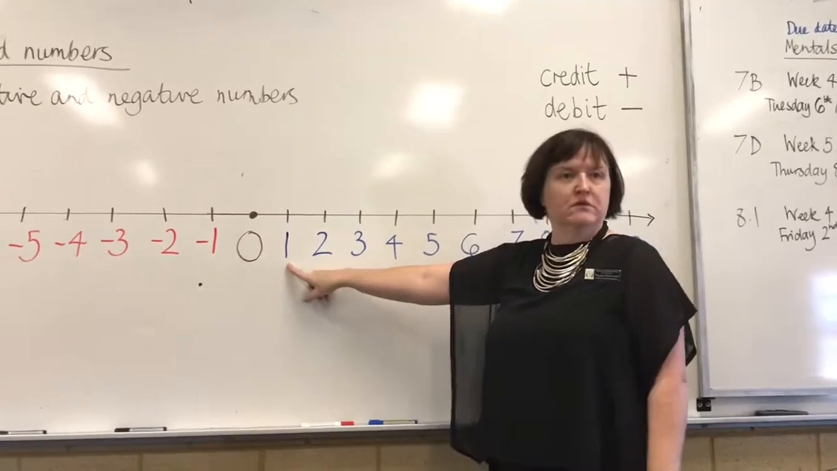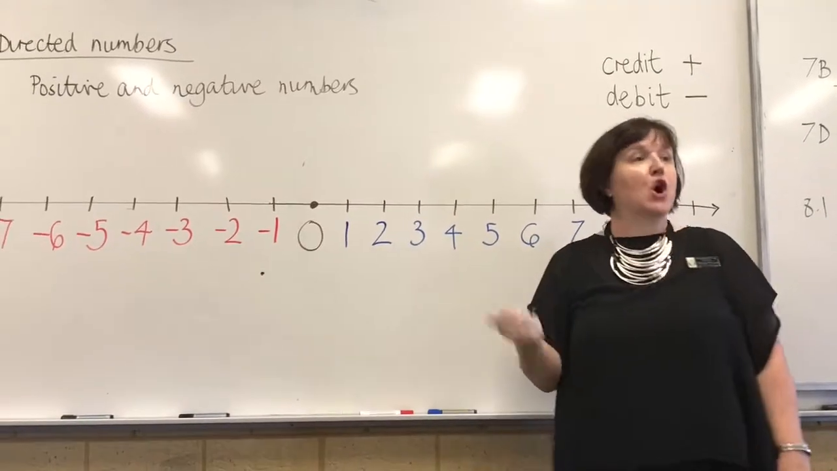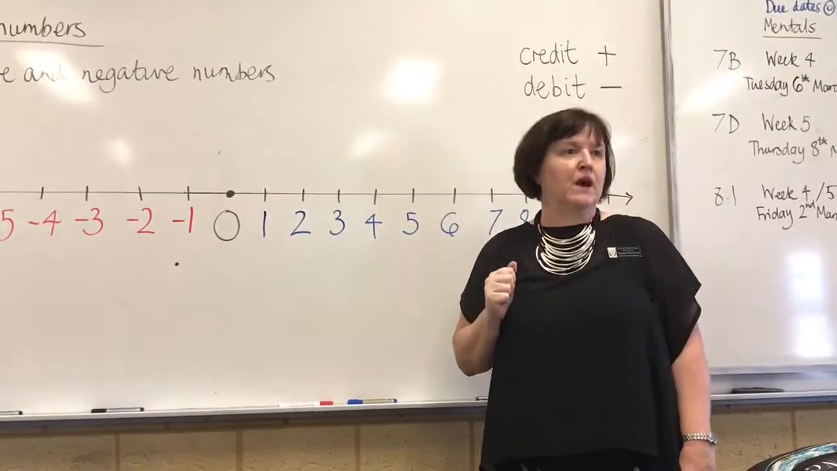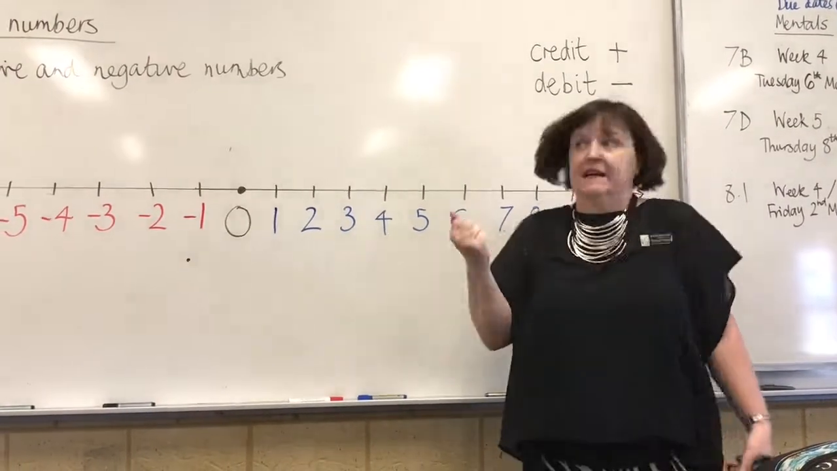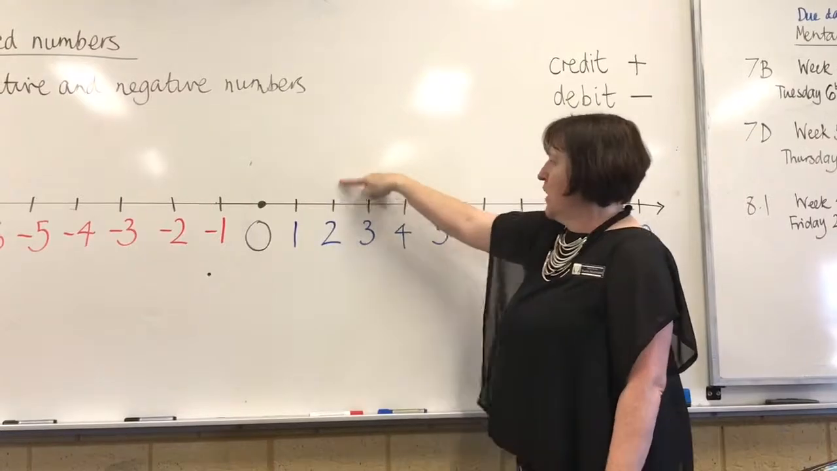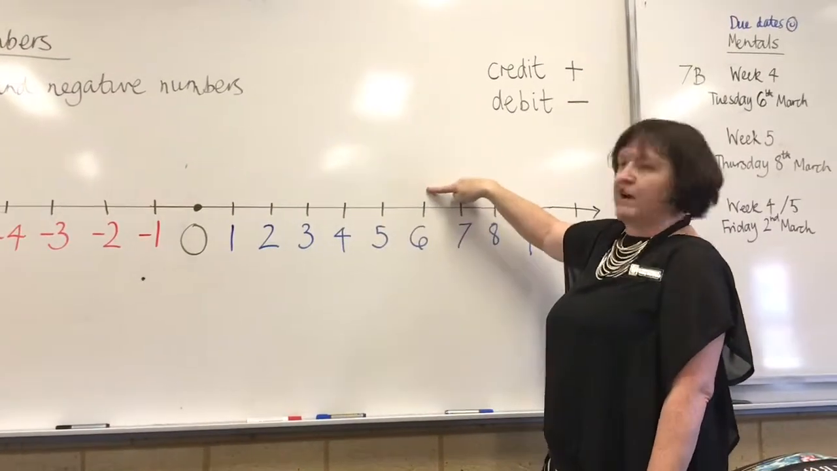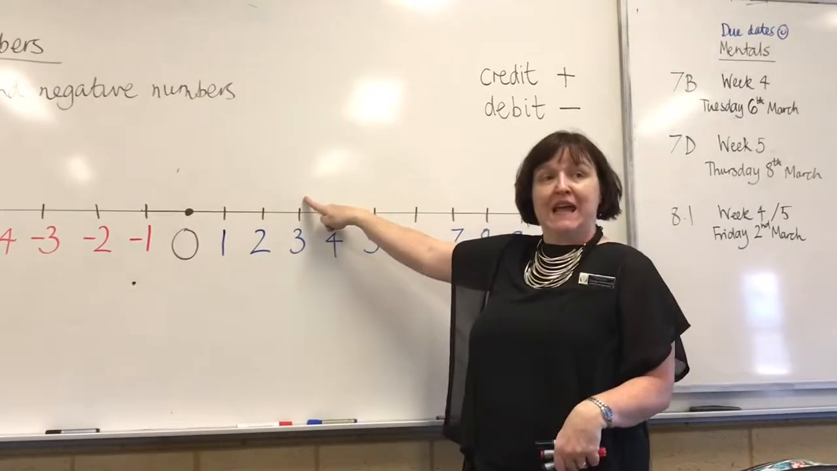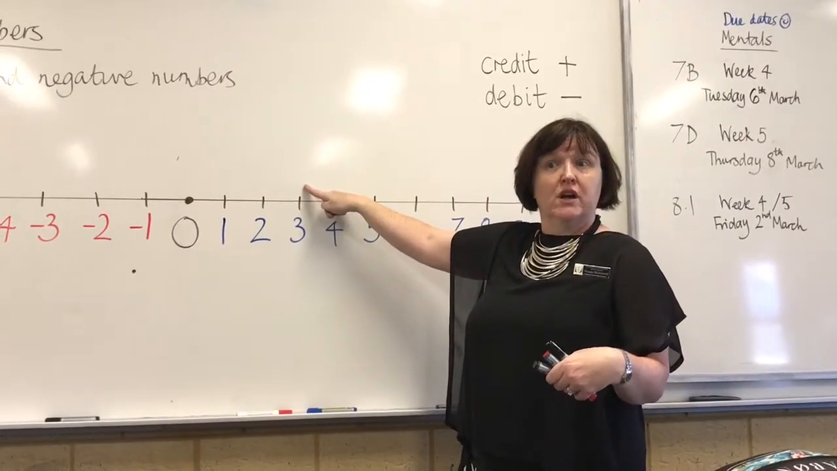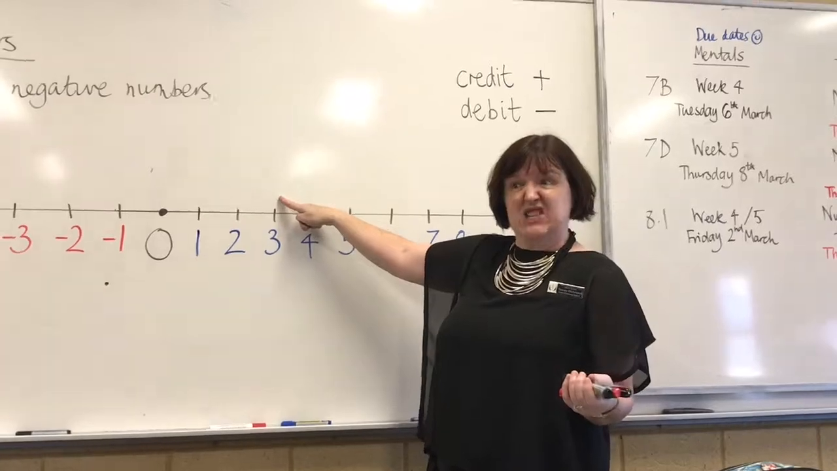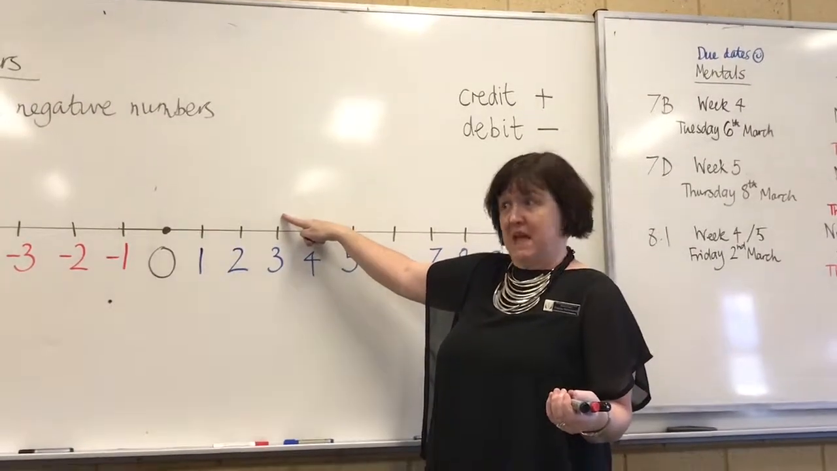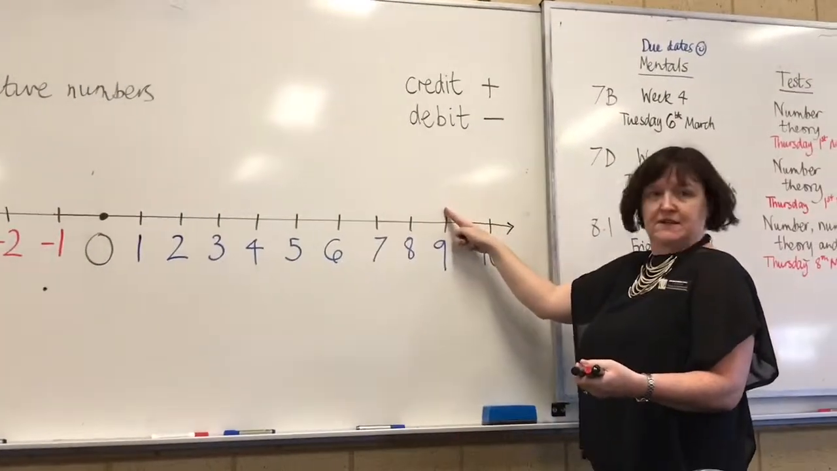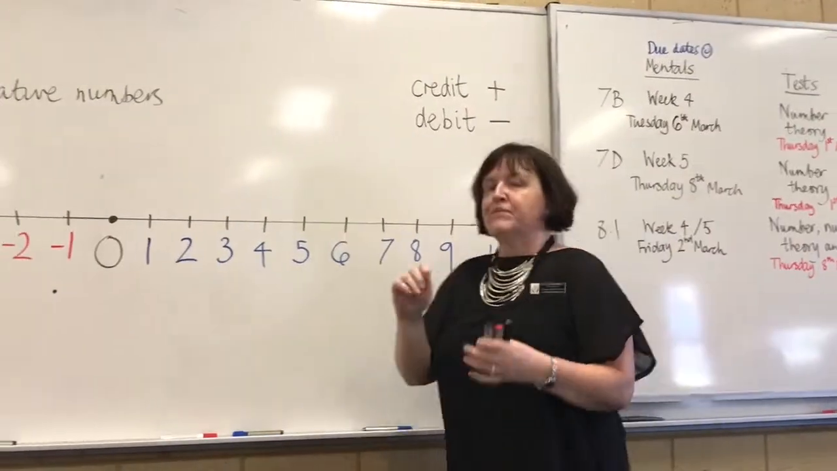If I'm at 1 and I count on 5 integers, where will I be? 6. 6, absolutely. It's dead easy, isn't it? Look, 1, 2, 3, 4, 5. 1 plus 5 is 6, that's right. If I'm at 3 and I count on 6 integers, where will I be? 9. Good, yeah. 1, 2, 3, 4, 5, 6. So we've ended up at 9. Okay.